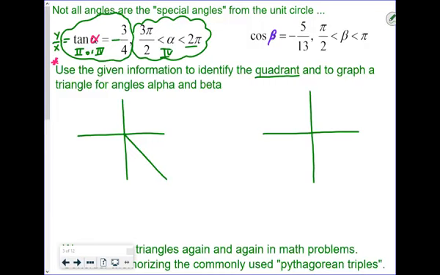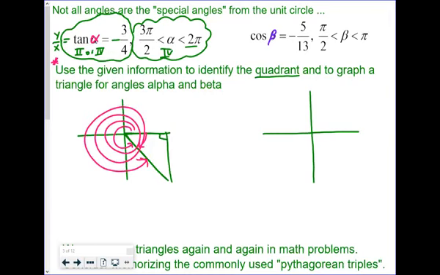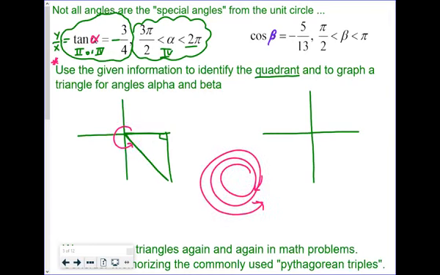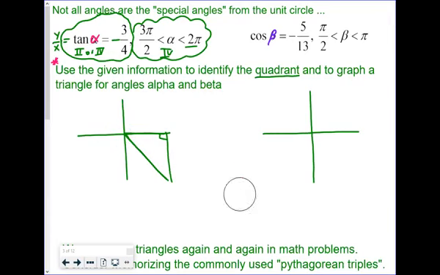Now, I don't know how big angle beta is, but I can draw the terminal ray for angle beta, and I can draw a triangle to describe it. Now, if we're honest about it, that's the easiest angle alpha could be. I mean, it's angle alpha, not angle beta. Or it could be this, or it could be this. It could be any angle that ends on that terminal ray. We don't know which one of those it is. We don't know anything about it. All we know is that this is a reference triangle for angle alpha.